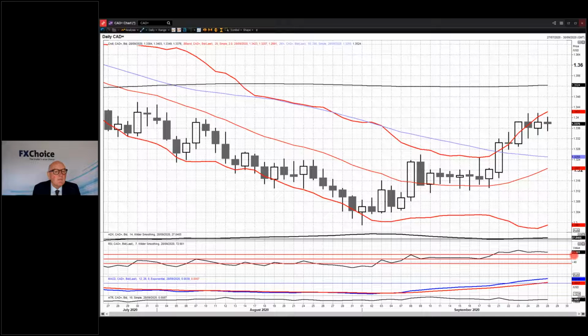So this reading of 72.9 that we've got here now tells you that of all the movement in the market up and down in the last 7 bars, 1, 2, 3, 4, 5, 6, 7, 73% of it has been to the upside.